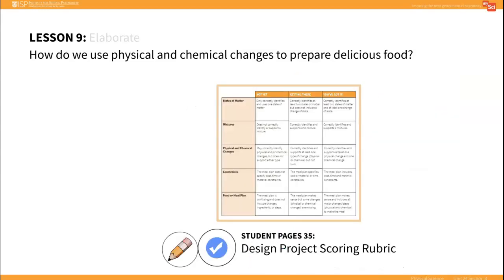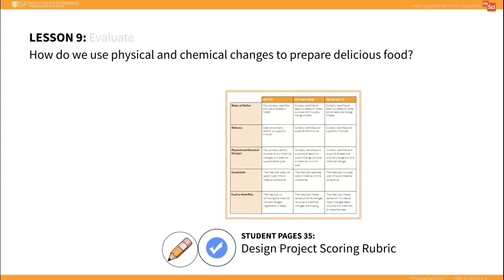Once students have finished brainstorming and have completed the student page Making a Meal, have them exchange their Making a Meal handouts with another student. Allow them time to peer evaluate and give feedback on their Making a Meal handout. Encourage students to use the rubric as they're evaluating their peers' work. At the end of the Elaborate, give students time to revise their work based on peer feedback.